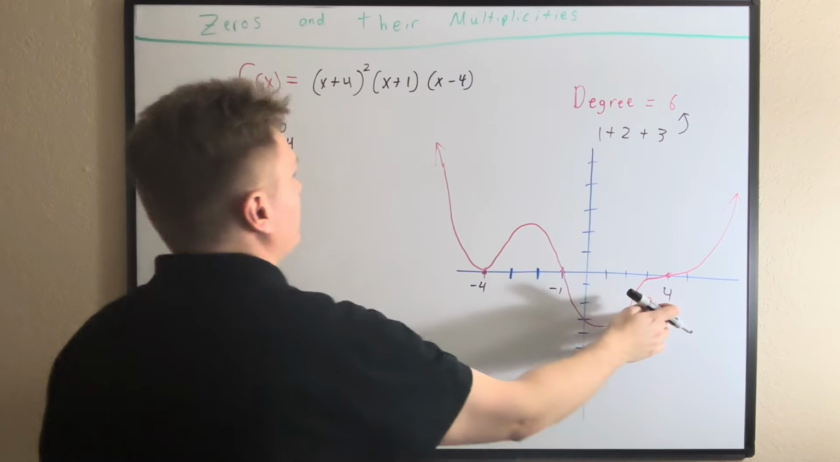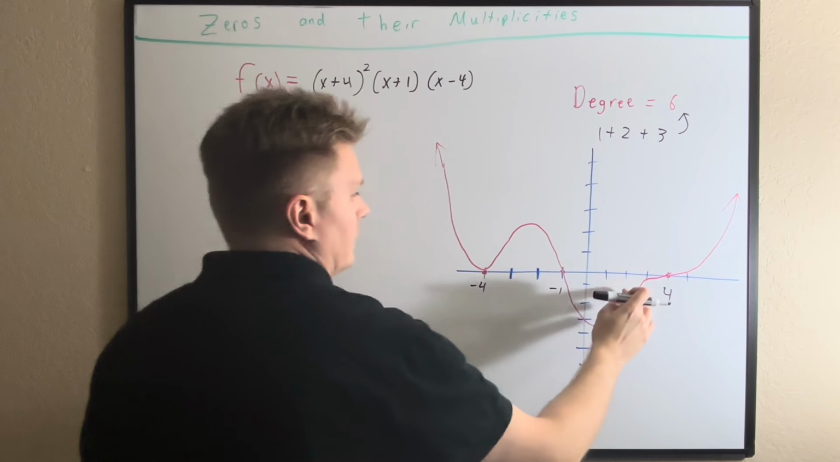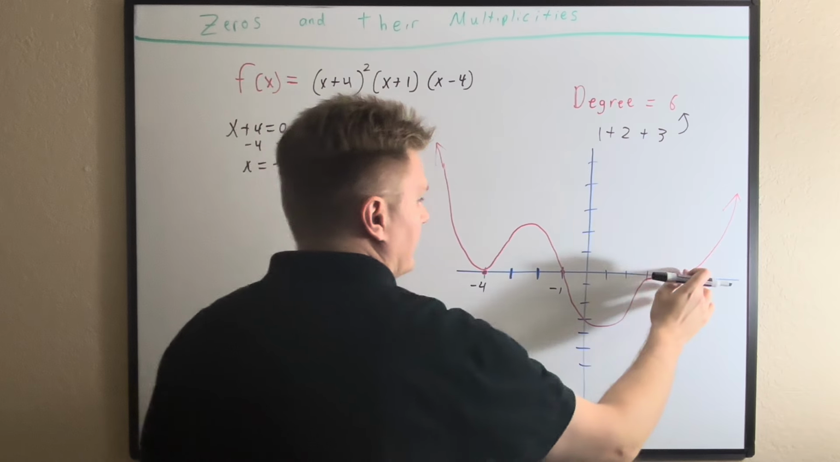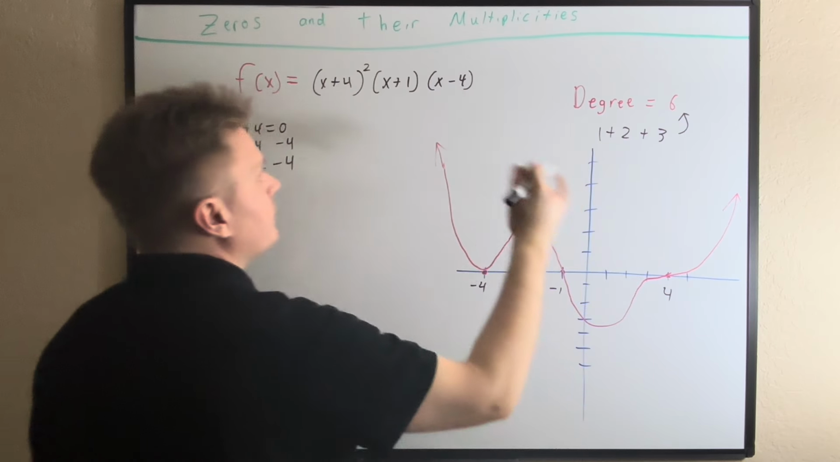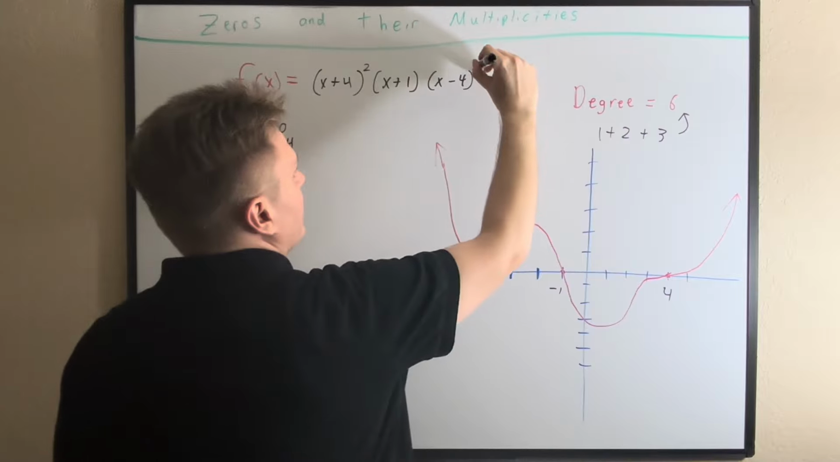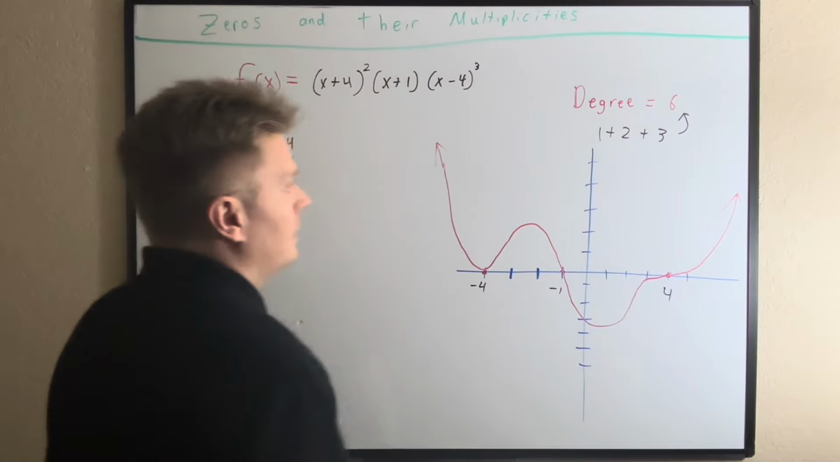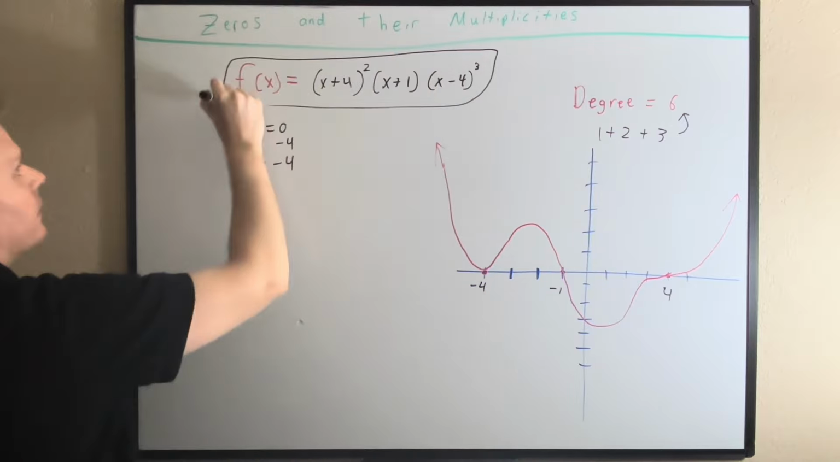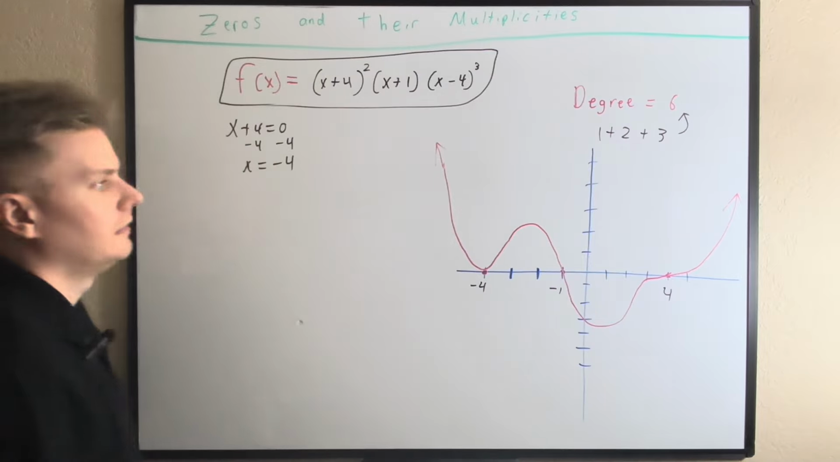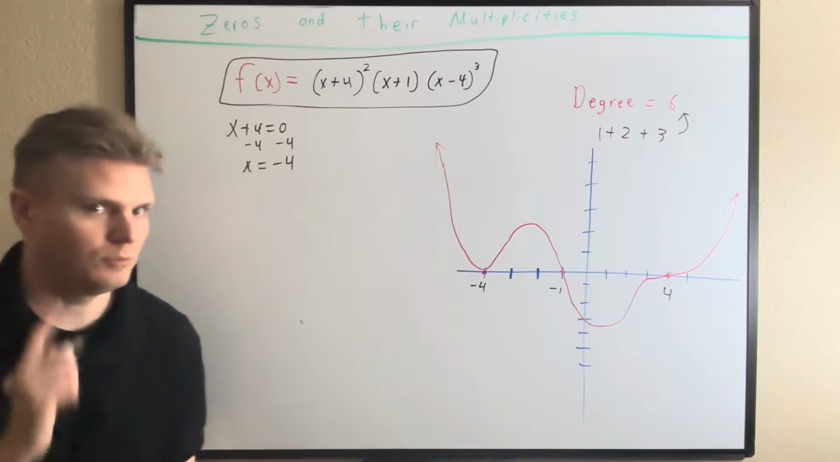What about positive 4? Yeah, it kind of flattens out, doesn't it? And then goes through and then takes off after it stays flat a little longer. So that would be our multiplicity of 3. And there's your answer. All right. One more example and we're done.